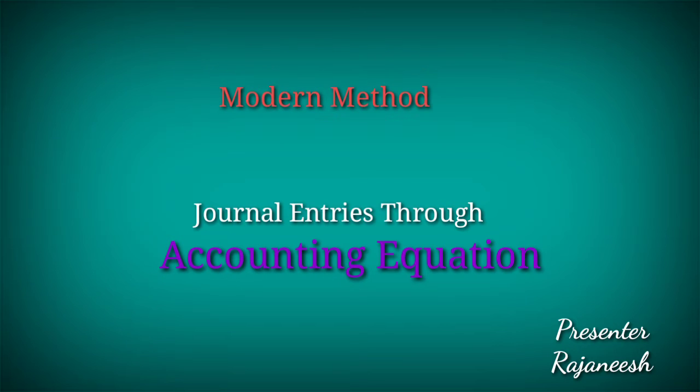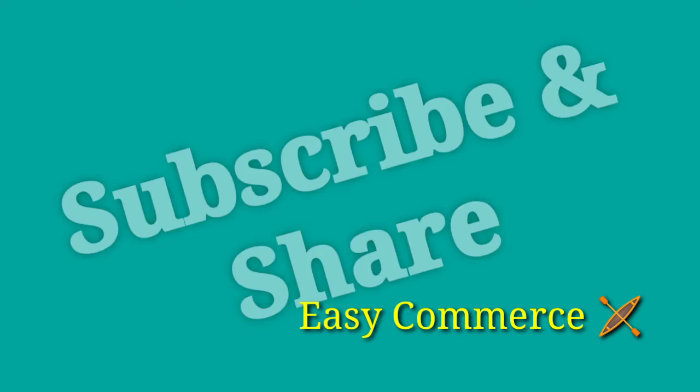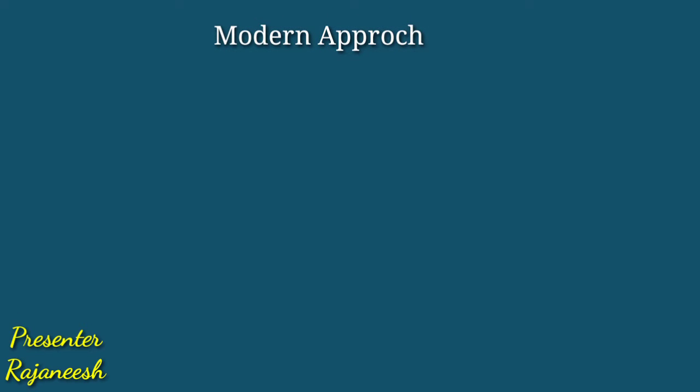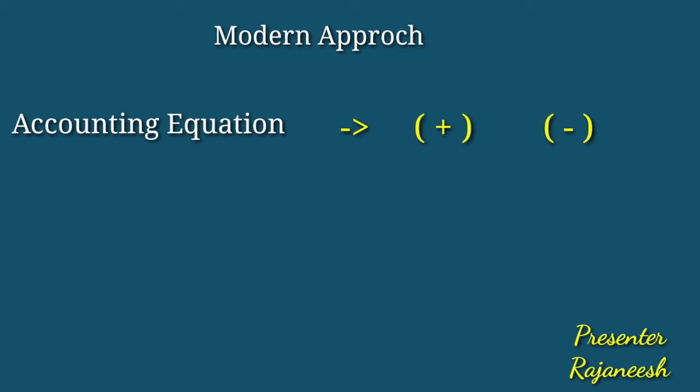Our second method, modern approach. In this modern approach, we are trying to make the journal entries through the accounting equation. We try to solve the accounting equation through plus or minus, right? But in accounting, plus or minus will not be used. In place of plus or minus, we will use debit or credit. This is also a very easy process.